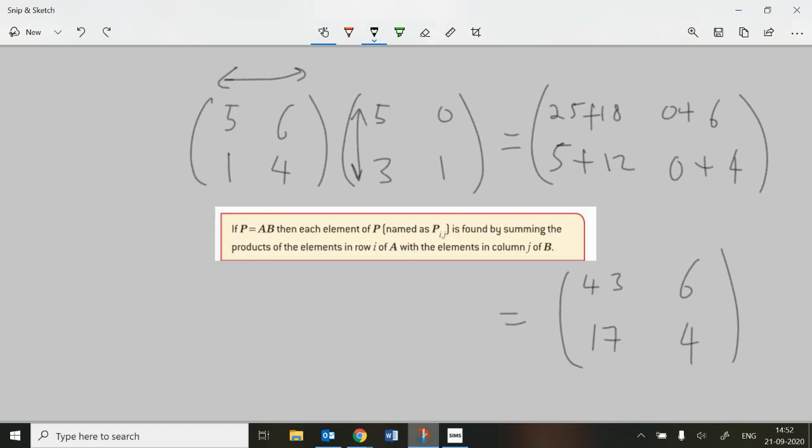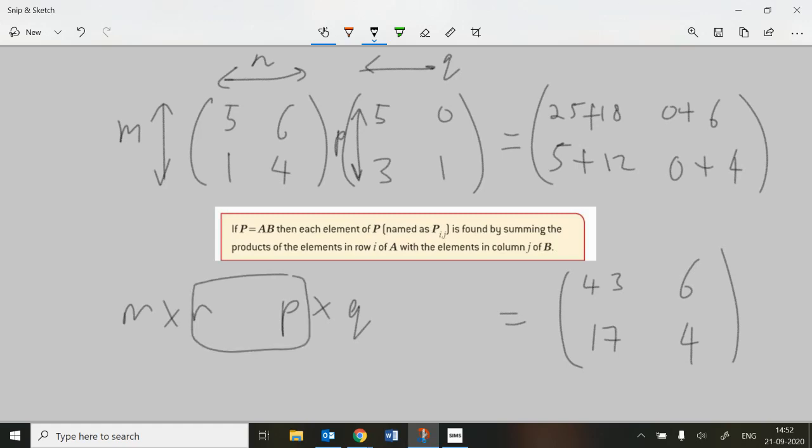So if we call this a matrix which has m rows and n columns, and this one a matrix which has p rows and q columns, then we've got an m times n matrix in the first one, and a p times q matrix in the second one. Those are the dimensions of our two matrices. Now, the n and the p have to be the same. So we need two elements there to times against two elements there. The n and the p have to be the same.